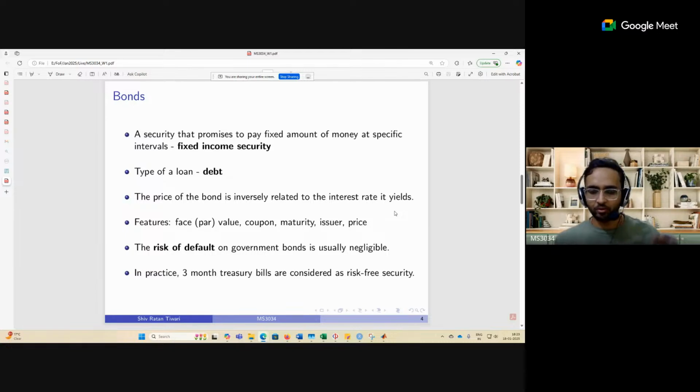So whenever we take the risk free rate, we will take what this 3 month treasury bill is paying, and we will take that rate to be the risk free rate. That is what we use in practice. Okay, if you have any doubts or questions regarding bonds, we can take them.